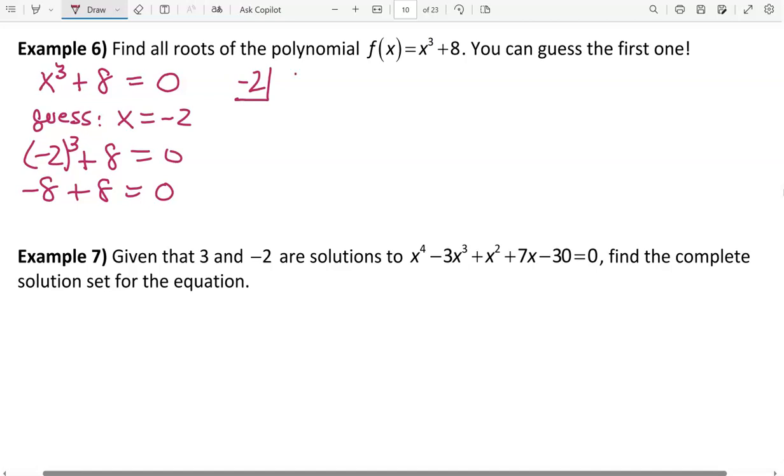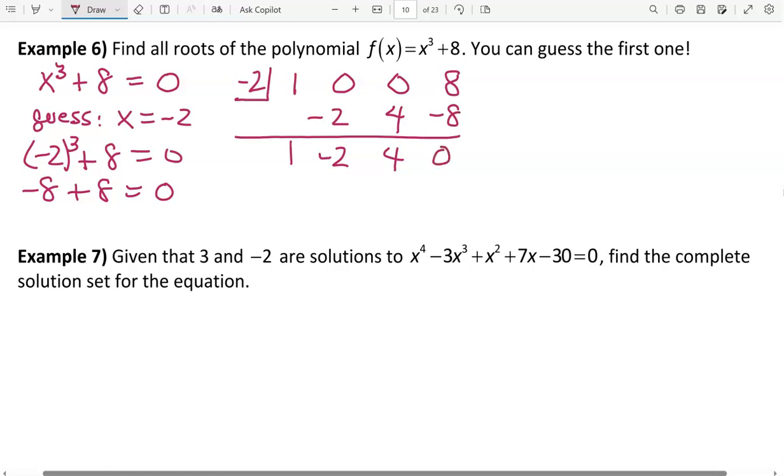And we're dividing 1x cubed plus 0x squared plus 0x plus 8. Bring down the 1, times negative 2 is negative 2. Add that column, times negative 2 is 4. Add that column, times negative 2 is negative 8. And we do get a 0 remainder.